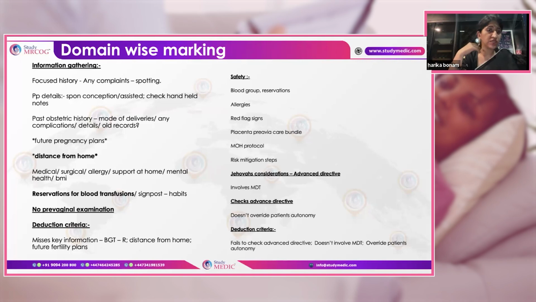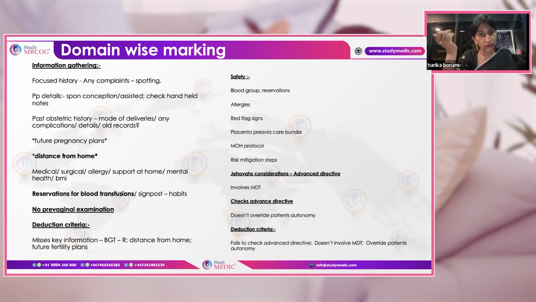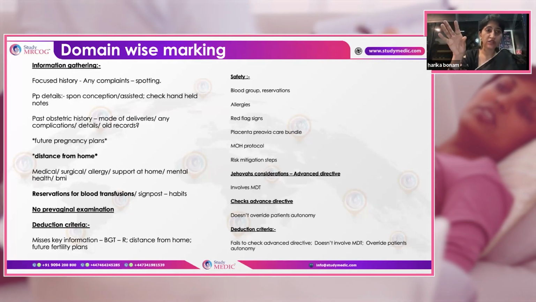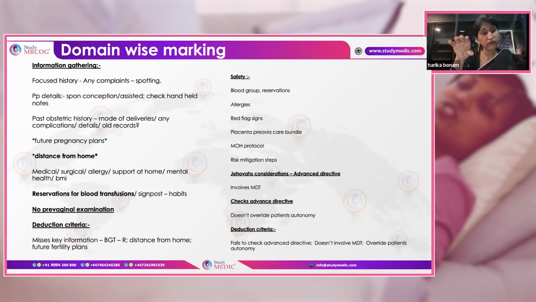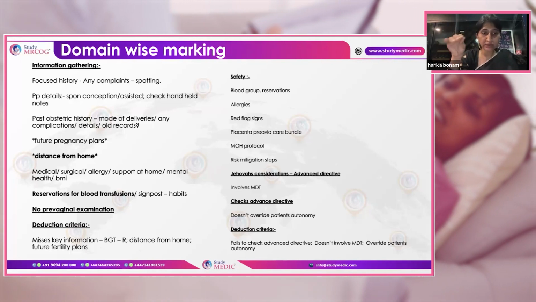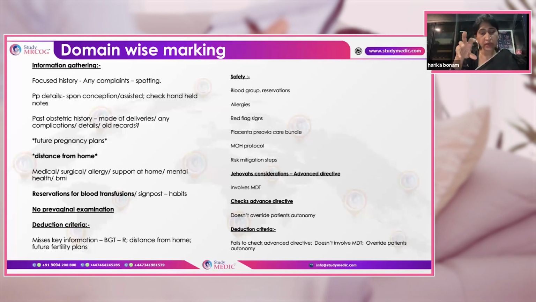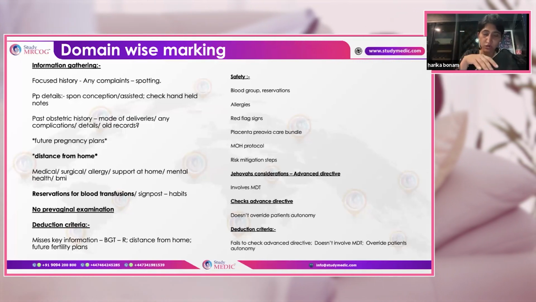Present pregnancy details, type of conception, and then check her handheld notes. Ask about the previous obstetric history, mode of deliveries, details and complications. If she has a discharge summary, you'll have to go to the discharge summary. Now, with any patient with placenta previa, you have to check her future fertility or pregnancy plans and distance from home. And then the medical, surgical, allergy history, support at home, and mental health are very important in any station. So you're asking here also.